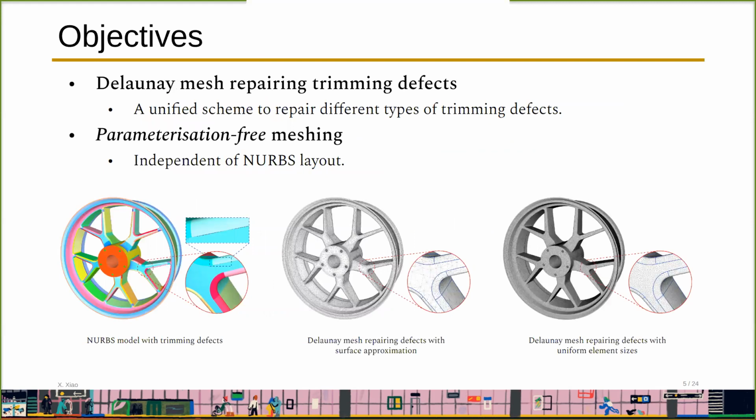We have two objectives for our NURBS mesher. One is to get a valid mesh with different types of trimming defects repaired with a unified scheme. And the other one is parameterization-free meshing to be independent of NURBS layout, in which we adopt Delaunay meshing.